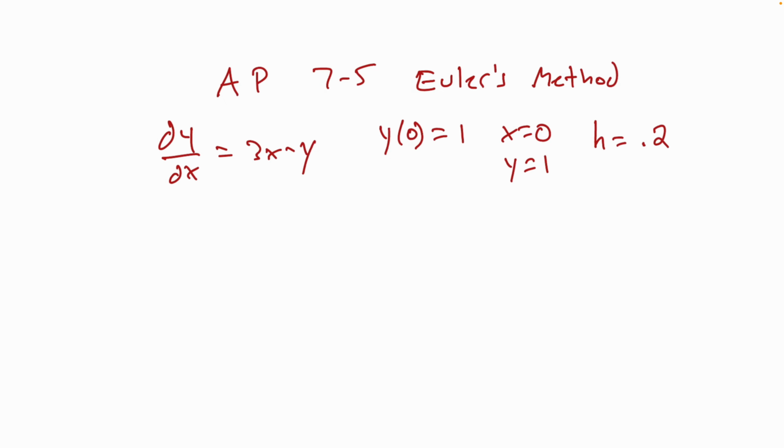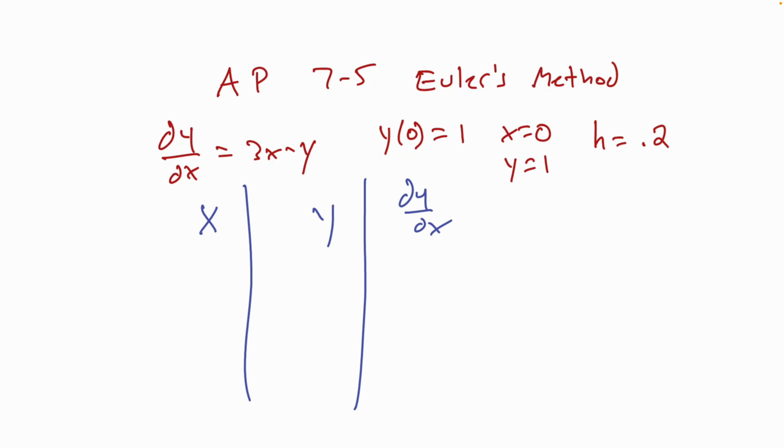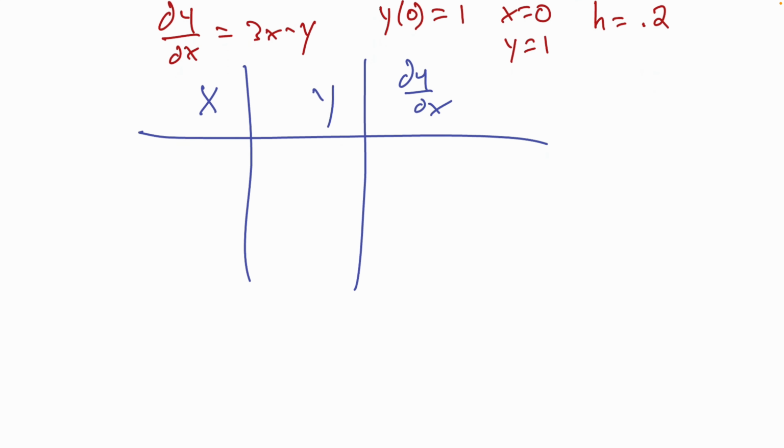But the key thing is that you're given the information above. You're given a differential equation right here. You're given an original point, and then you're given a step size, or you figure out the step size based on other information. Okay, so what you want to do is make a table. And our table is going to have an x column, a y column, and a dy dx column.